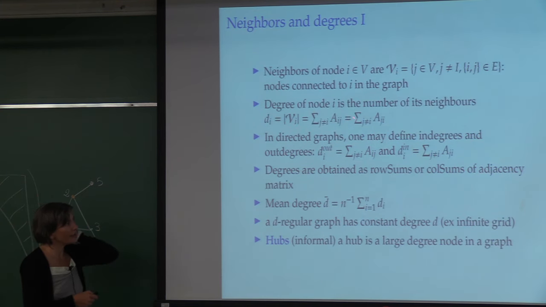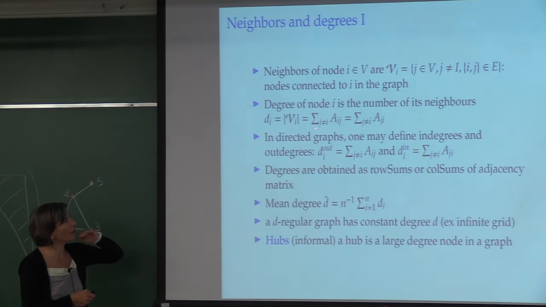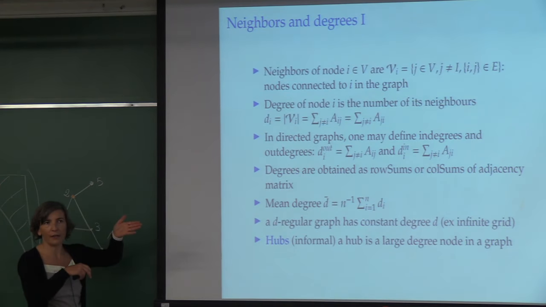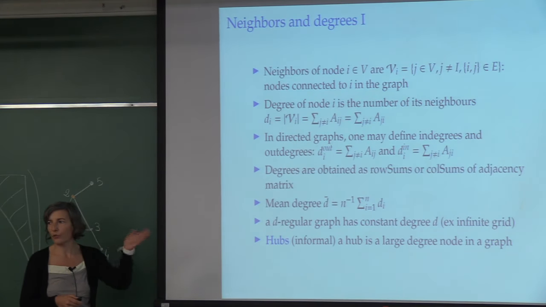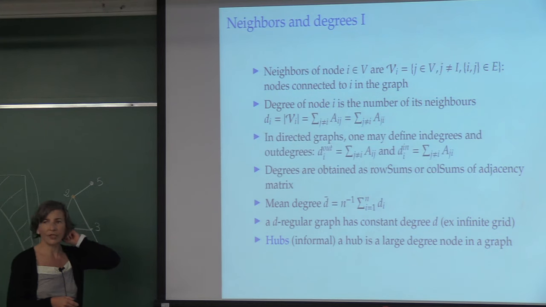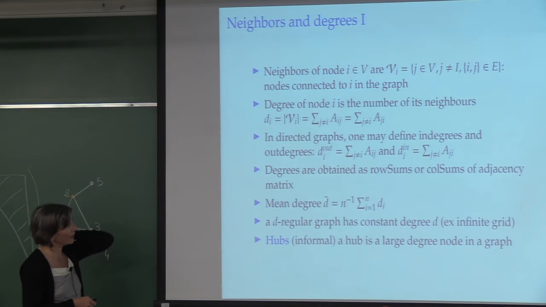And you can see that you can easily obtain that quantity by summing the row of the adjacency matrix. You sum the i-th row of this adjacency matrix, and if the graph is undirected, summing the i-th row or summing the i-th column, that's the same. So you can obtain the degrees by just row sums or column sums on your adjacency matrix. That's very easy to get.